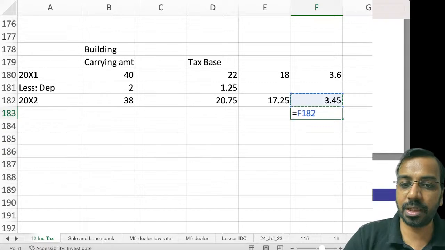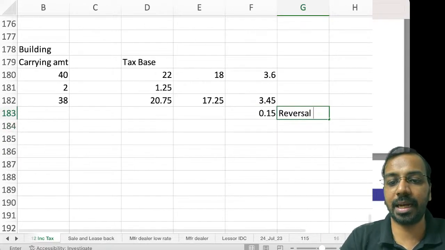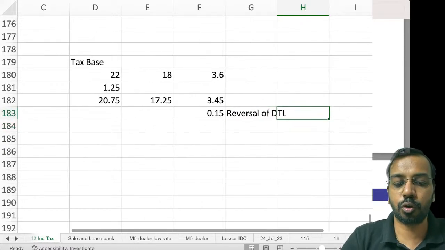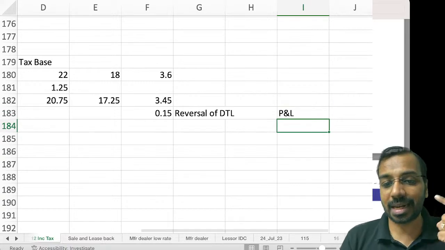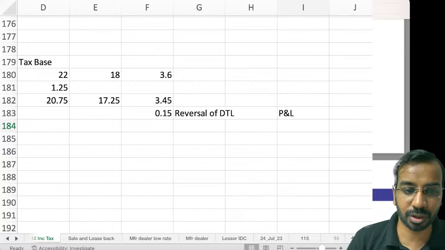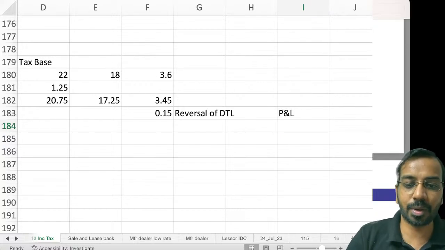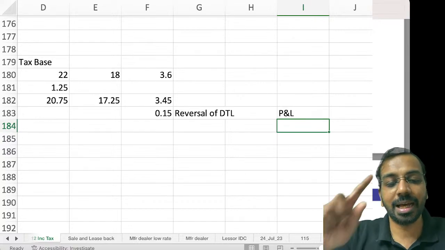The difference between these two, the liability has come down. There is a reversal of DTL. This reversal of DTL should be recognized in P&L. Sir, why are we recognizing this in P&L? We are recognizing this in P&L because the difference has arisen because of depreciation. That will be taken to P&L. Reversal of DTL, credit to P&L.